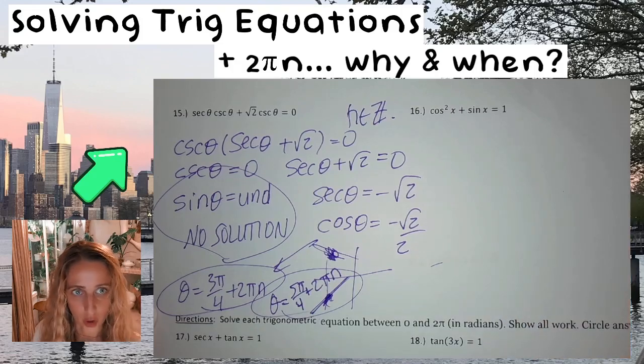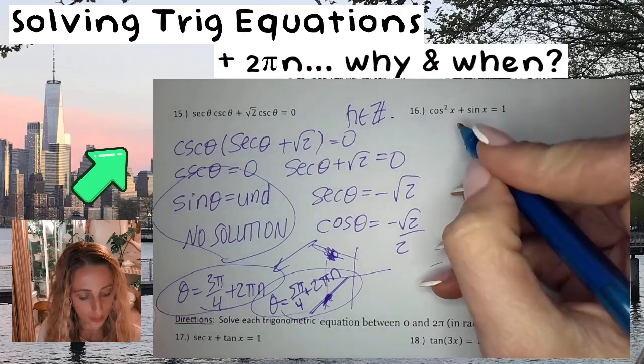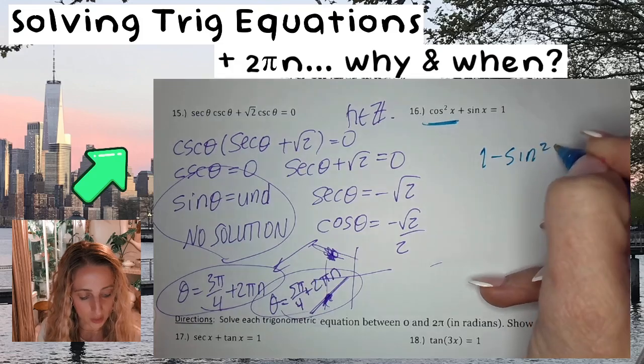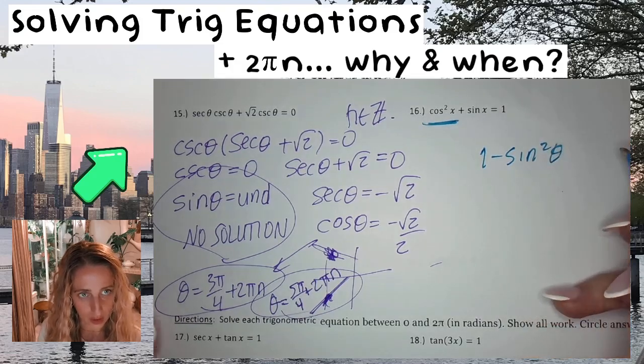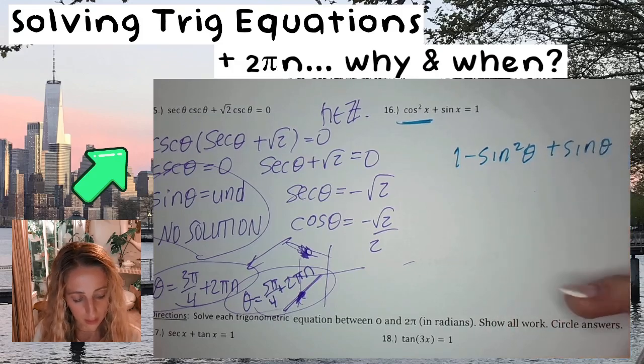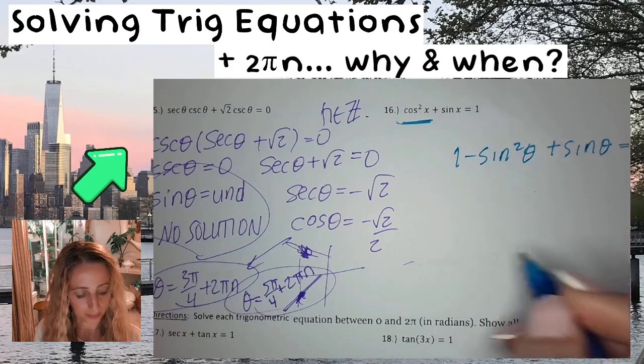Next up, cosine squared theta plus sine theta equals 1. I'm going to go ahead and get rid of that cosine squared. I'm going to sub it with 1 minus sine squared theta. That's the Pythagorean identity at work, plus sine theta, equals 1.